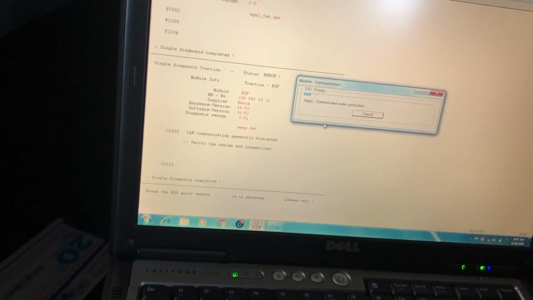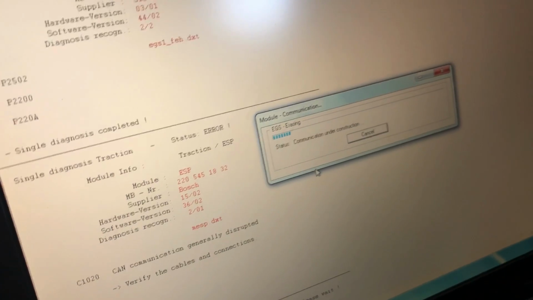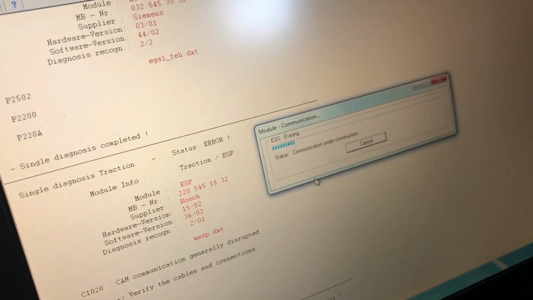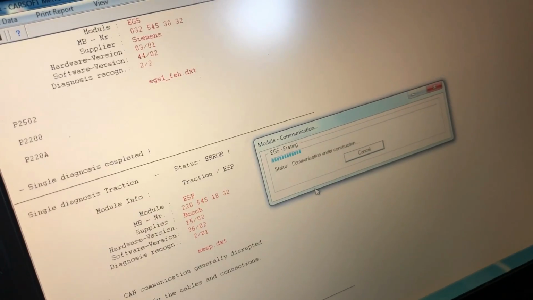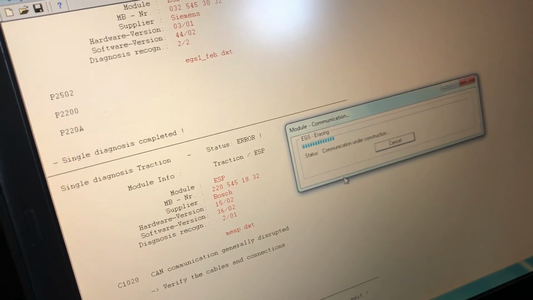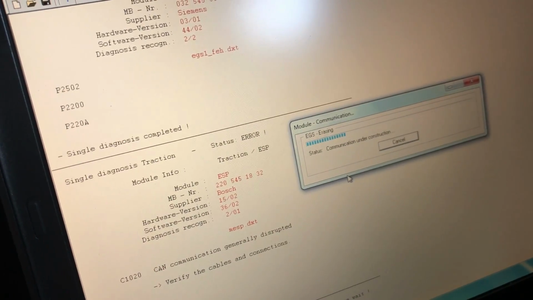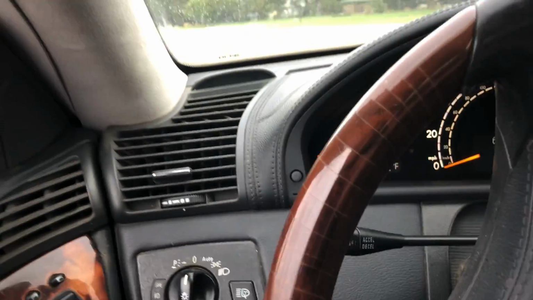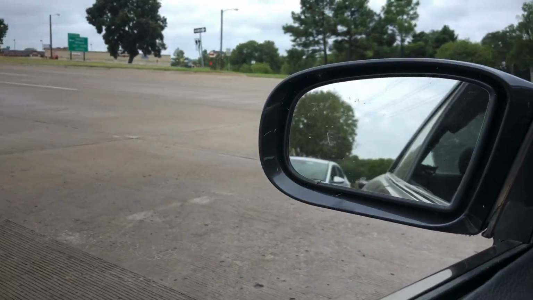Let's just kind of see what happens. Communicate. Please talk to each other. Please be nice. Please erase the codes, and please have all the gears. How about that? Okay, module memory erased. Okay, we're going to take it for a ride. See what happens. Okay, we're going to see if we get another gear.